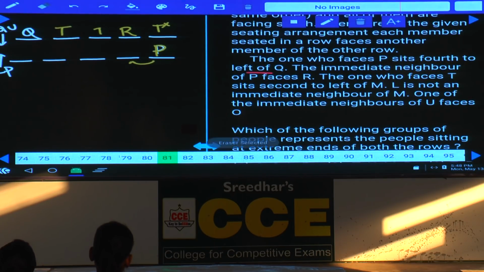Now, what is the statement like? Seated second to the left of whom? Seated second to the left of M. The one who is facing T sits second to the left of M, hence M must be here. M and R are opposite to each other. Next one, L is not an immediate neighbor of M, hence L cannot be here. L can be opposite to Q or to T. One of the immediate neighbors of U faces O.